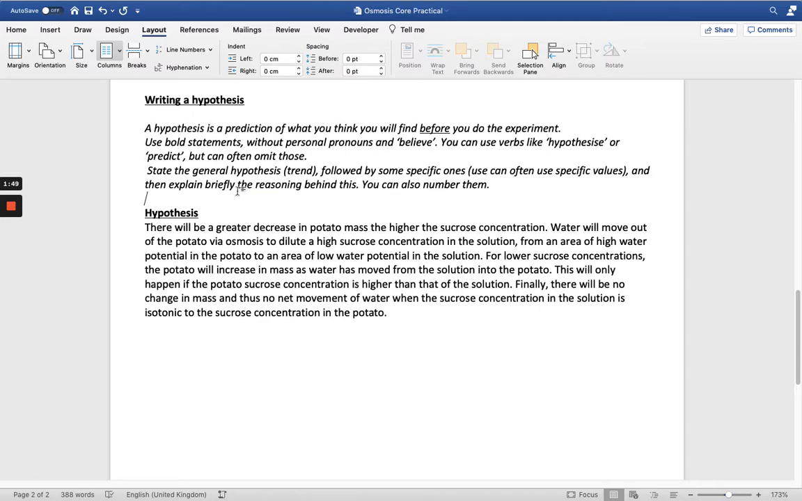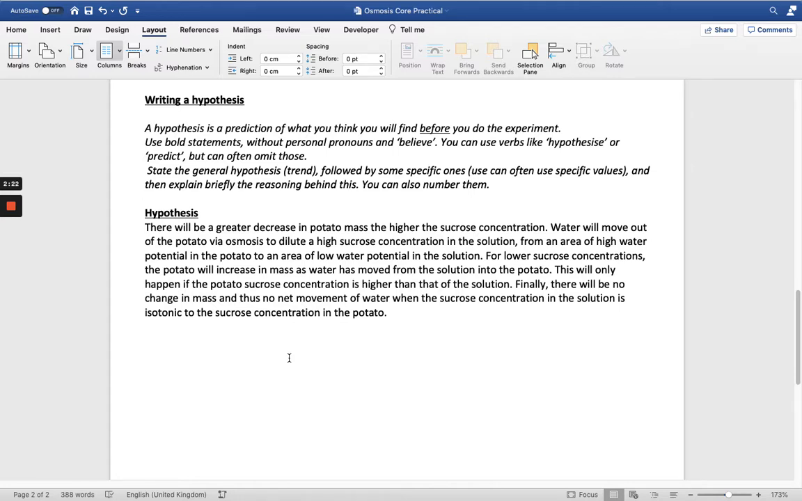And then you just want to explain really briefly. You don't want to go into a full explanation, that is more for your conclusion, but you just want to give a little bit of a hint as to why you think that might be happening. So explain a little bit of your reasoning behind it. It doesn't always have to be a short paragraph. You could number your hypothesis, so it's completely up to you. Both tend to be accepted, but if you do pursue a career in science, they tend to be written as a paragraph.